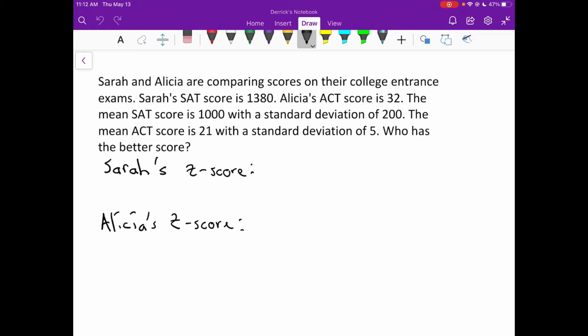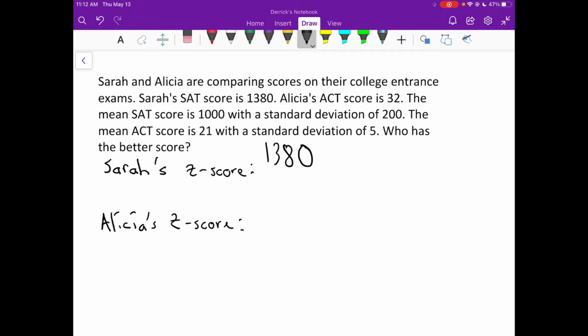Now, we have been given enough information here. We could just draw out a normal distribution curve for each of these, and then estimate by looking at their standard deviations. But if we want to know exactly how many standard deviations each of them is from the mean, the best way to do that would be to calculate a z-score. So let's calculate Sarah's z-score first. Remember, like we just talked about, the formula for z-score is your data value minus the mean divided by the standard deviation.